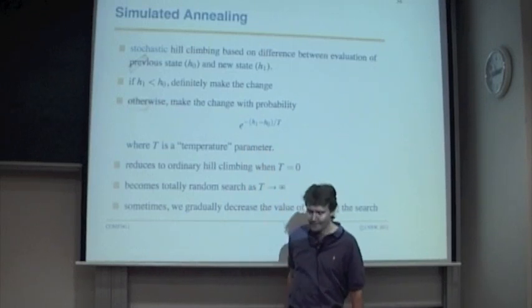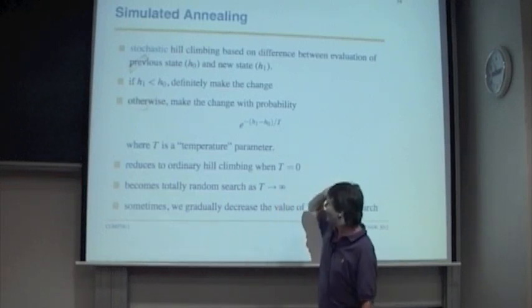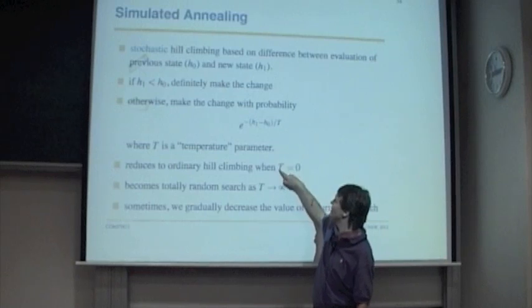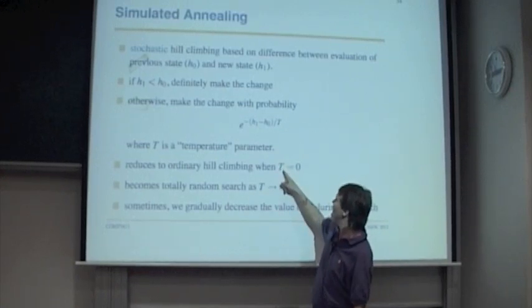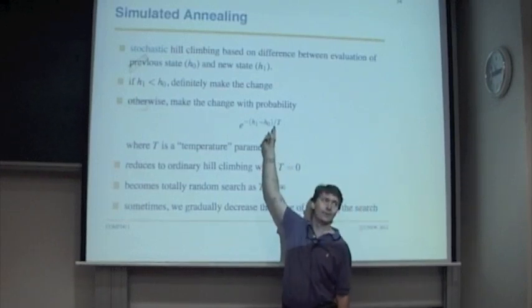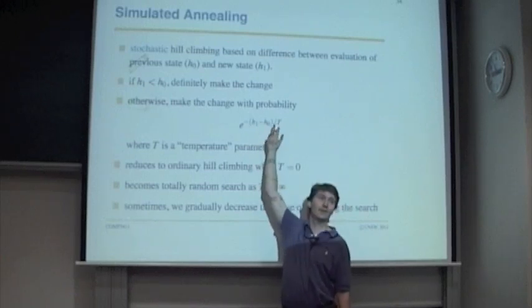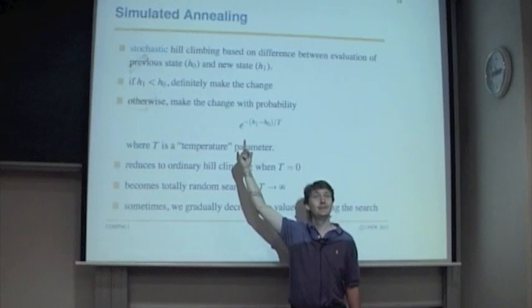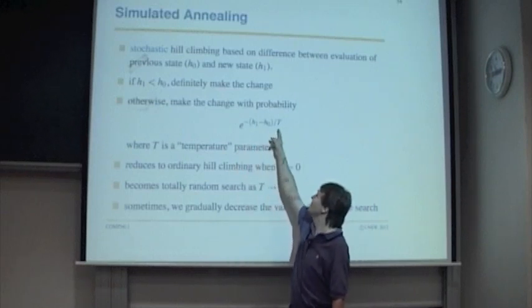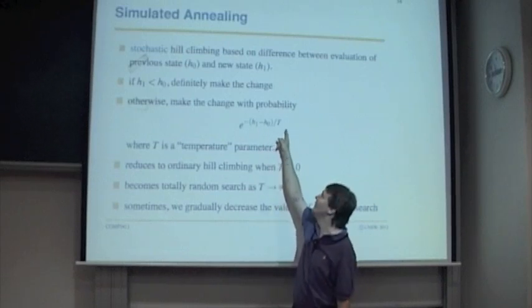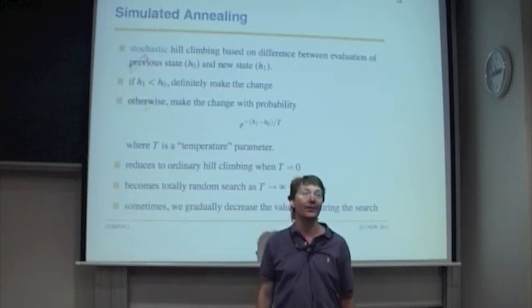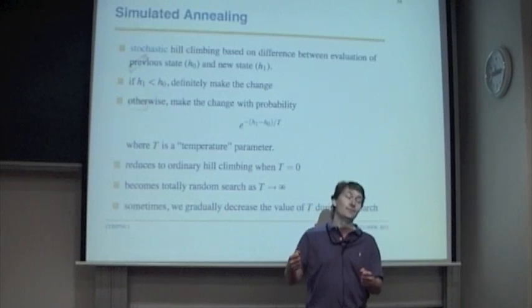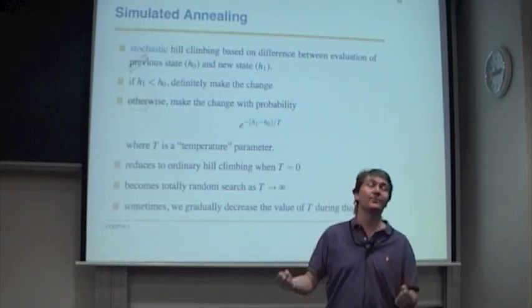Now, you might look at this and think, well, this is quite bizarre, where did these numbers come from? Well, first of all, let's have a look at what happens as t changes. What happens if t equals 0? Now, e to the minus something divided by 0, that's e to the minus infinity. E to the minus infinity is 0. So when t becomes 0, this algorithm reduces to ordinary hill climbing. If the temperature is 0, I won't make any step unless it improves my situation.